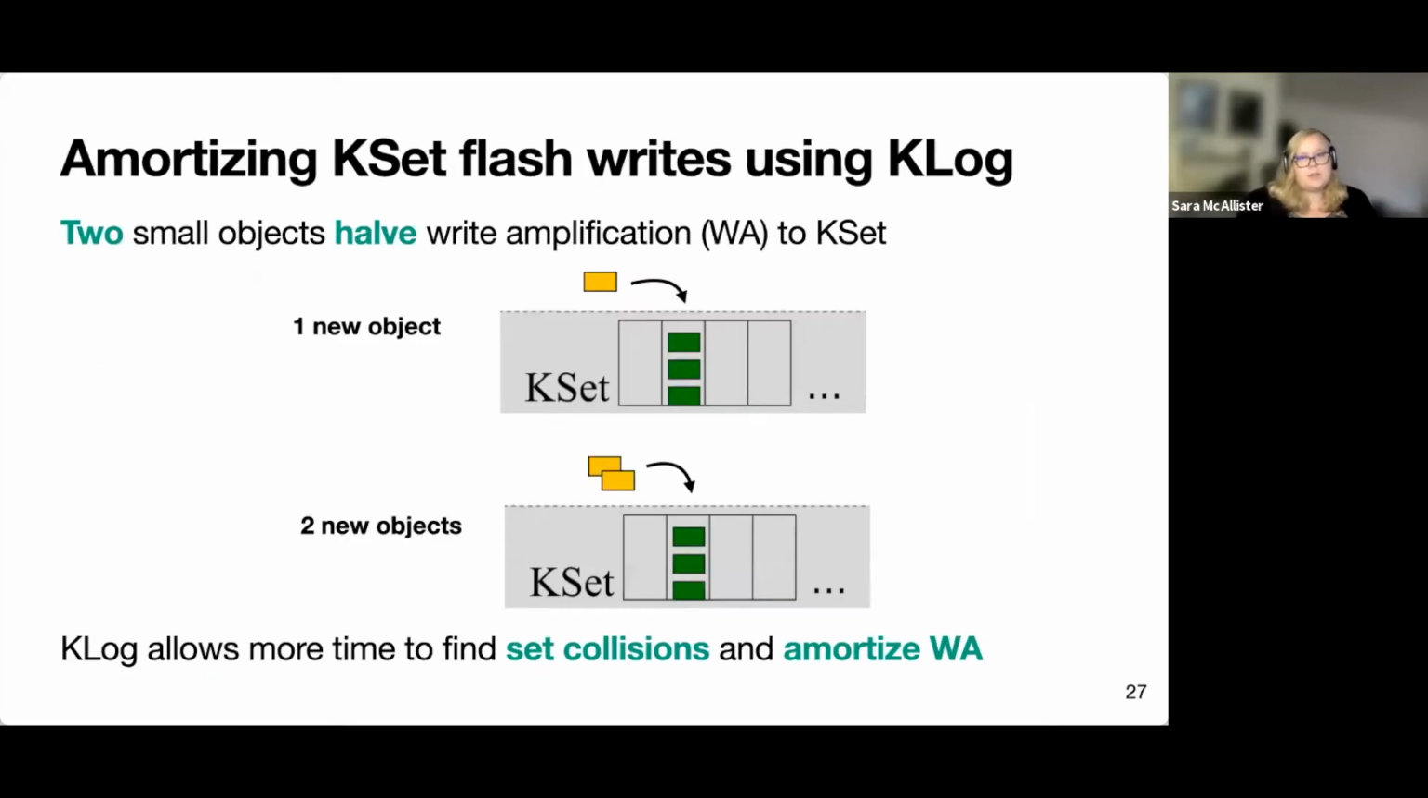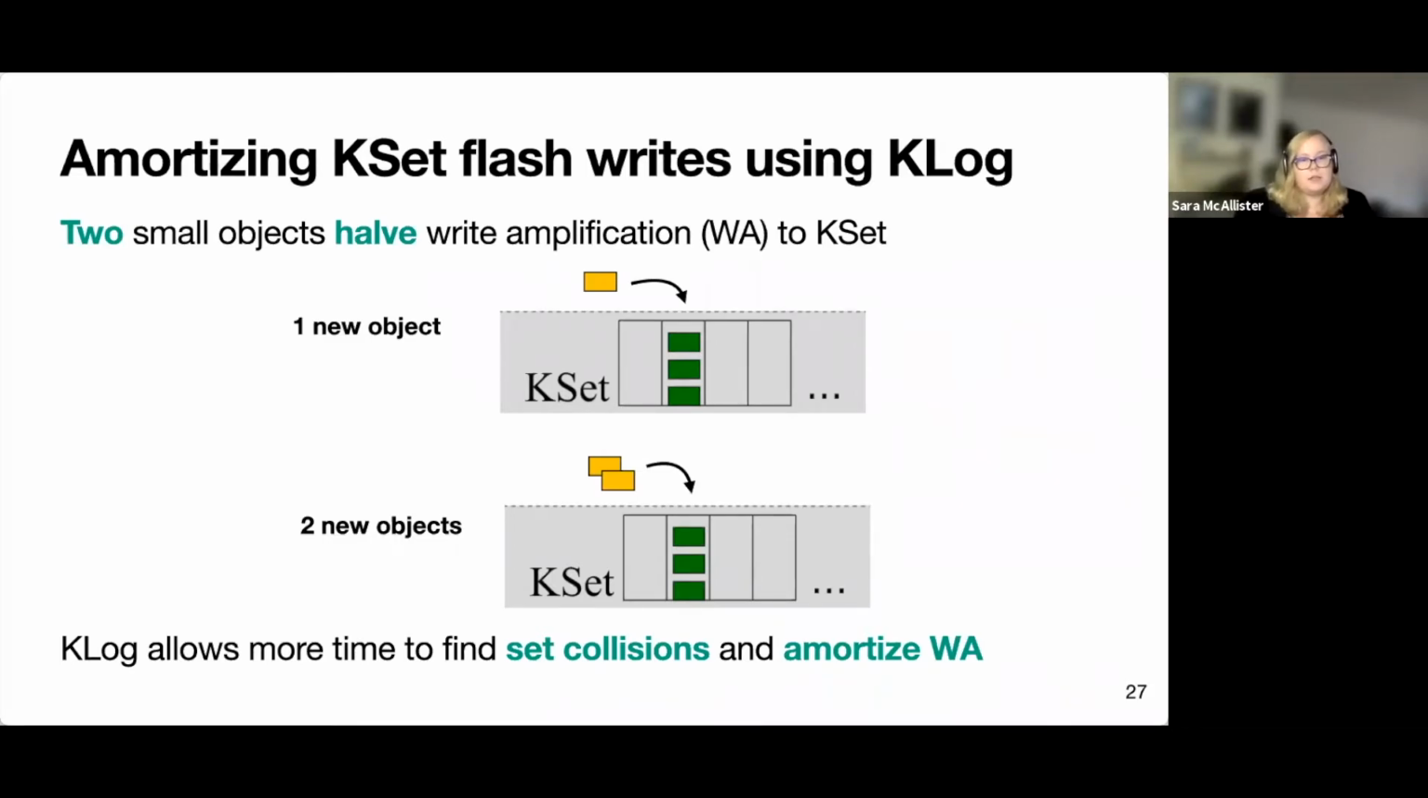We do this so that we're amortizing the writes to KSet over multiple new objects. If we look specifically at that part, we can see that when we rewrite KSet with one new object or two new objects, we're still rewriting the same amount of data. We're still writing the 4 kilobytes for sets of 4 kilobytes. However, now we're doing it over 2 new objects rather than 1 new object. And thus we can halve the write amplification to KSet by writing 2 new objects, such as the pink and the yellow object, instead of just a yellow object.